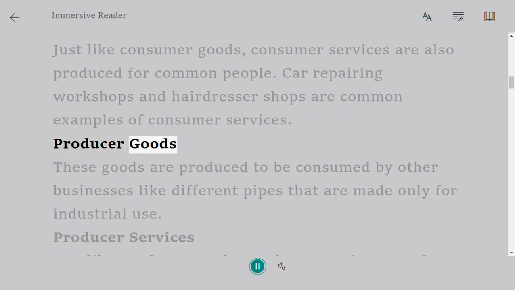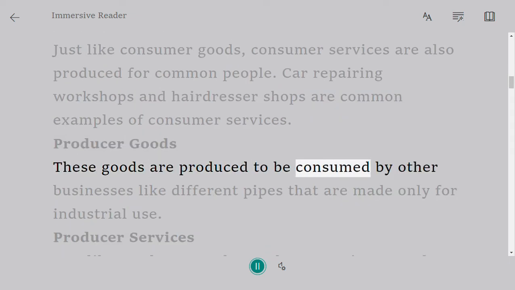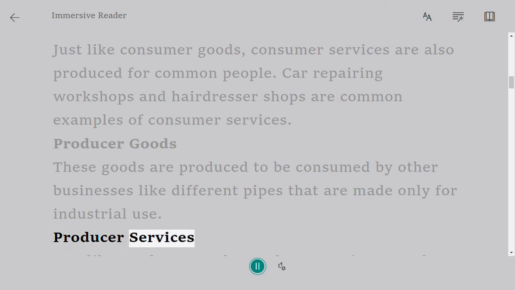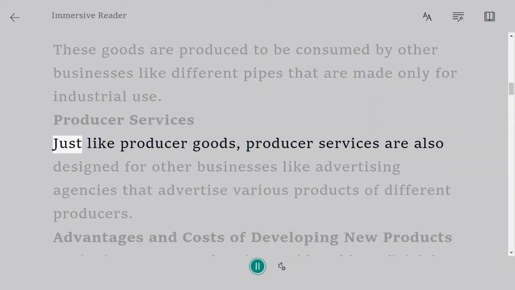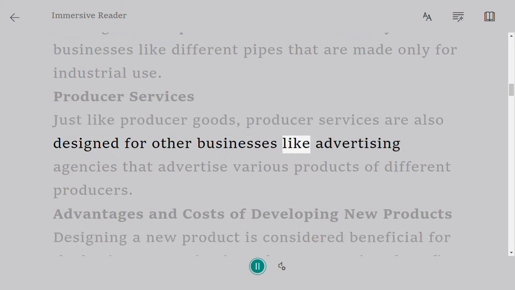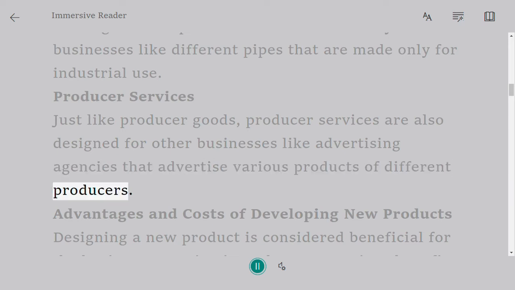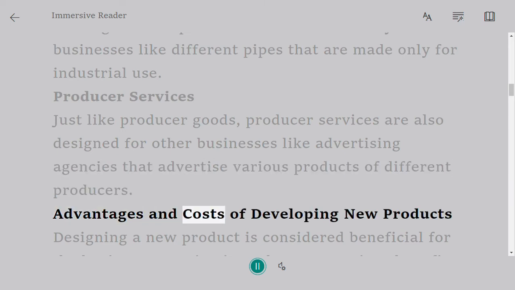Producer goods. These goods are produced to be consumed by other businesses, like different pipes that are made only for industrial use. Producer services. Just like producer goods, producer services are also designed for other businesses, like advertising agencies that advertise various products of different producers.